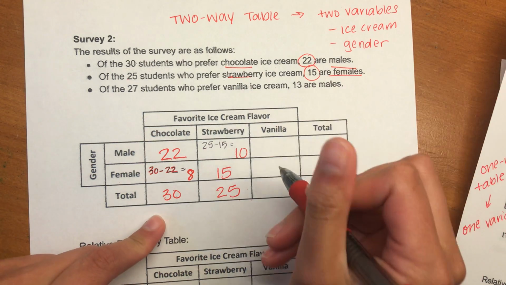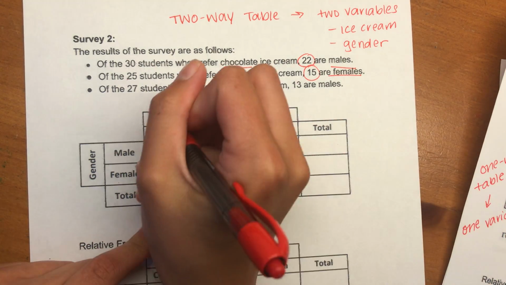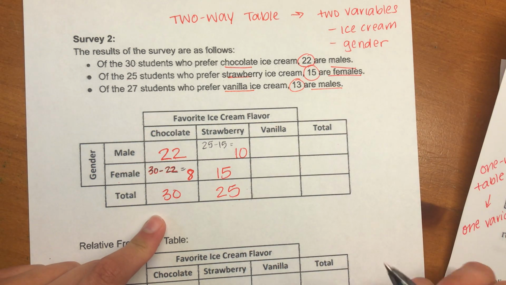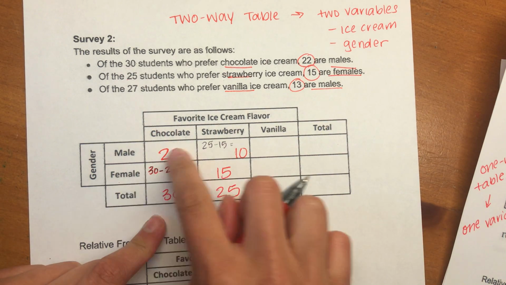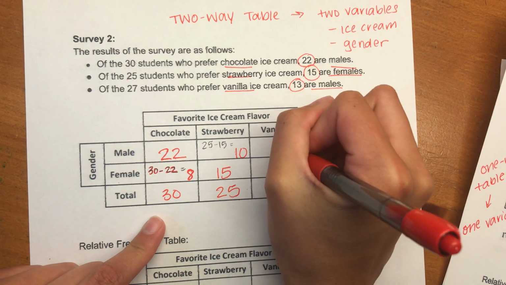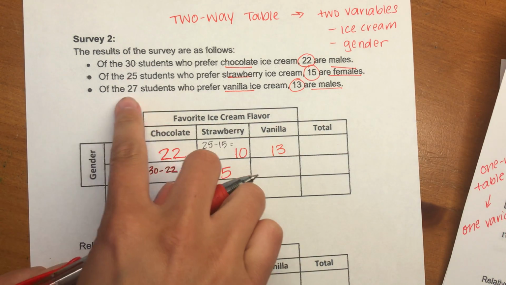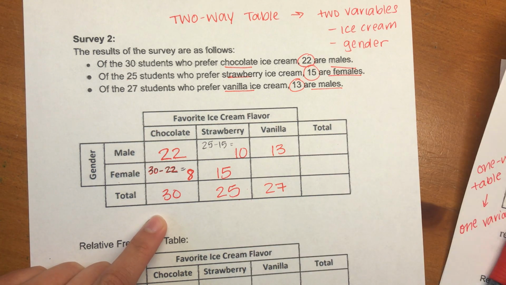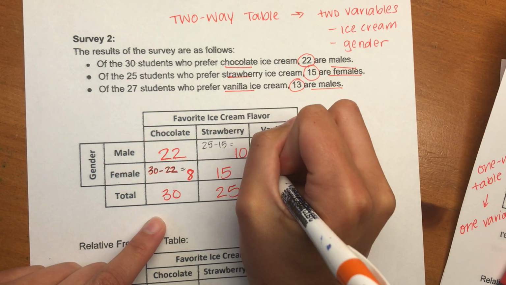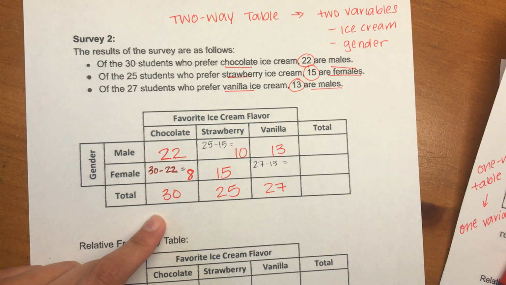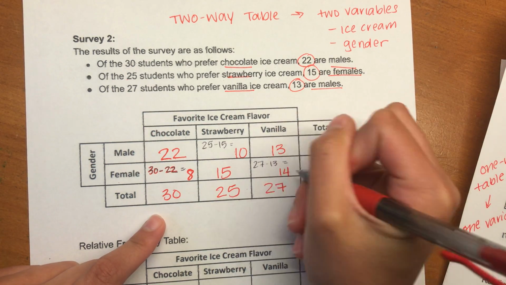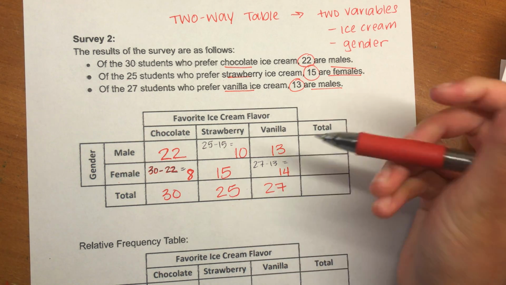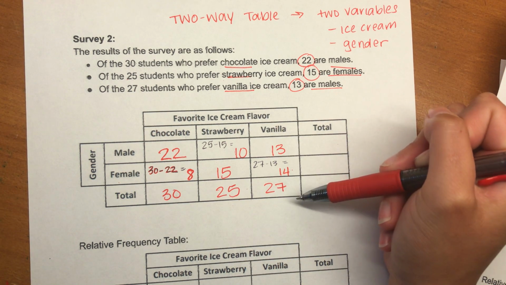Okay, so let's finish with what we know first. 27 students prefer vanilla, 13 are male. So for vanilla, how many are male? 13. How many total students like vanilla? 27. So then how do I find the number of female students? 27 minus 13, which should be 14. Okay? So then we should check this. 13 plus 14 equals 27.